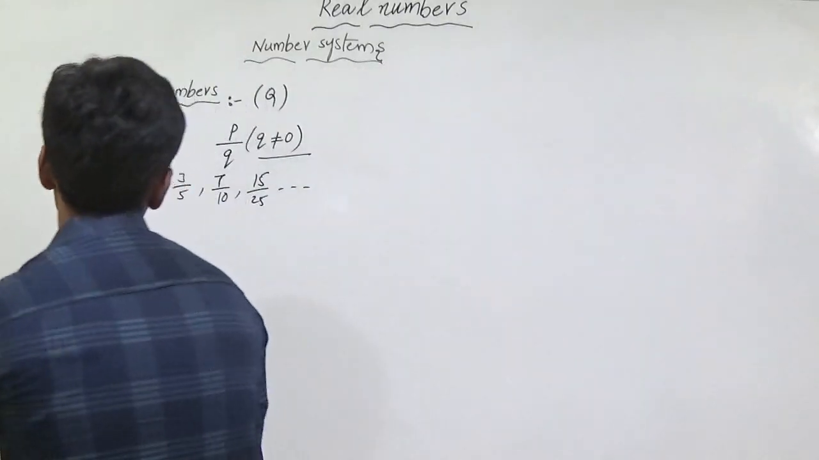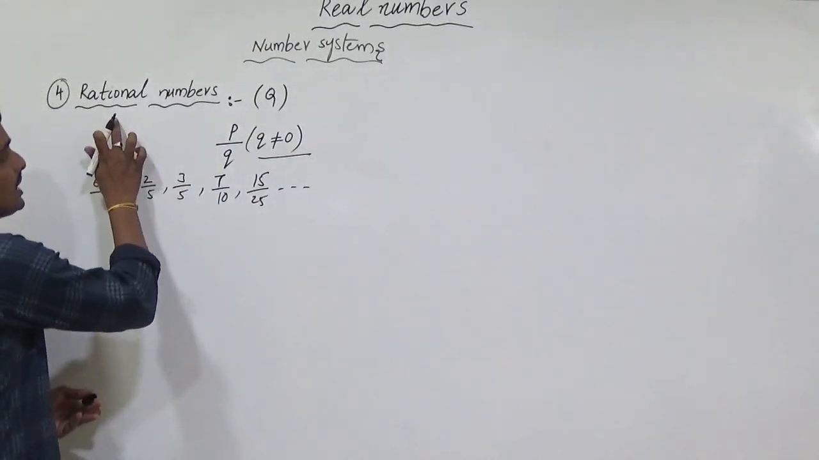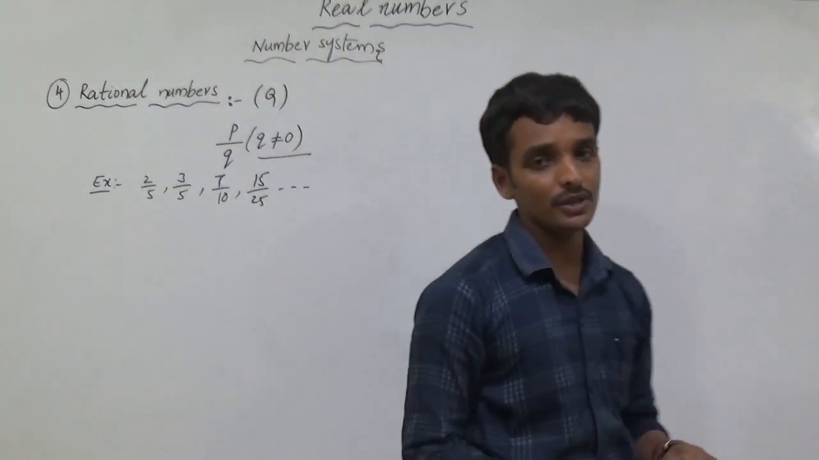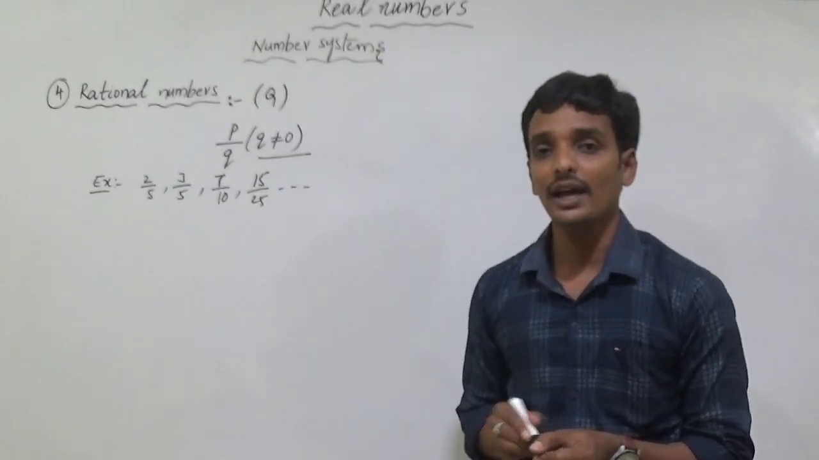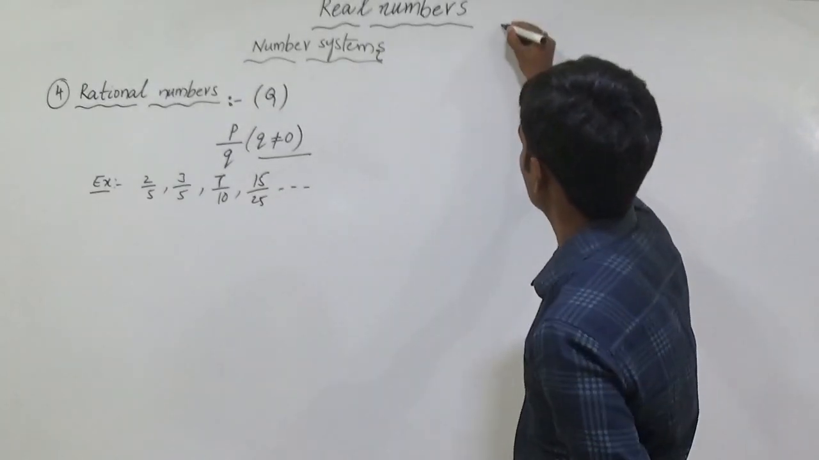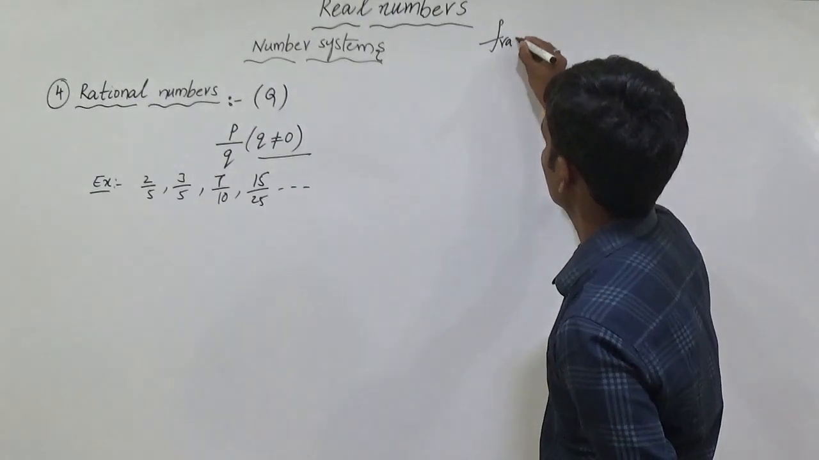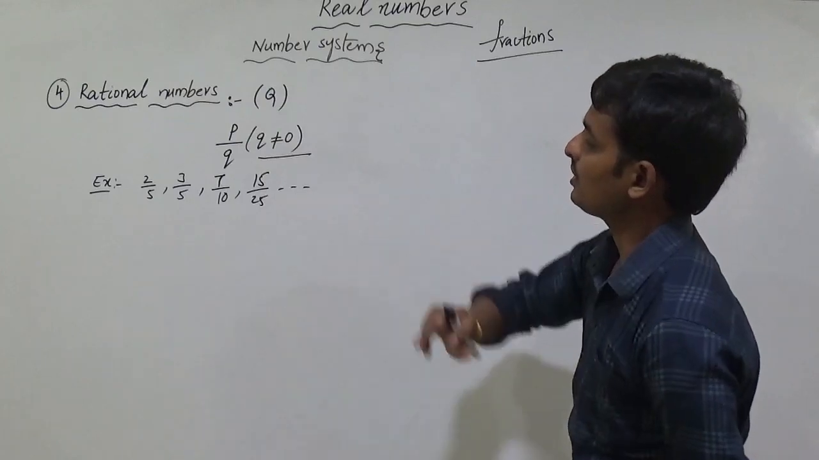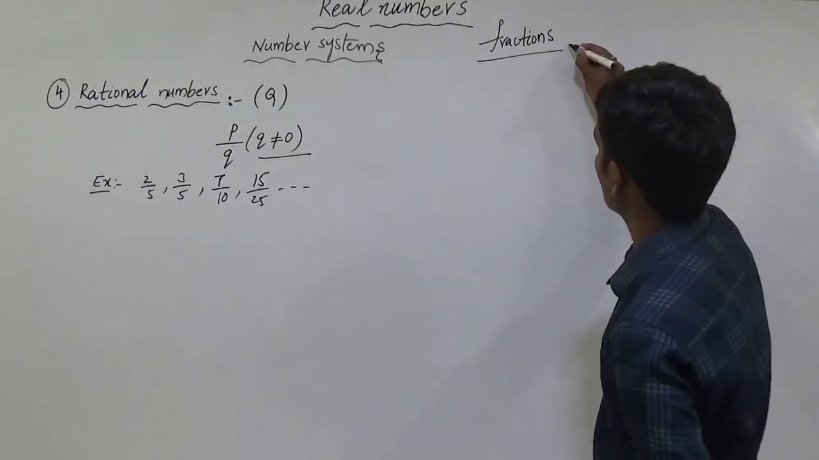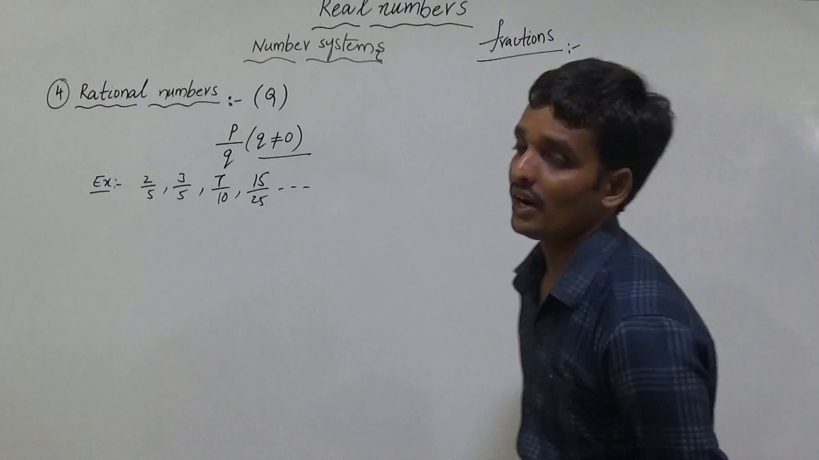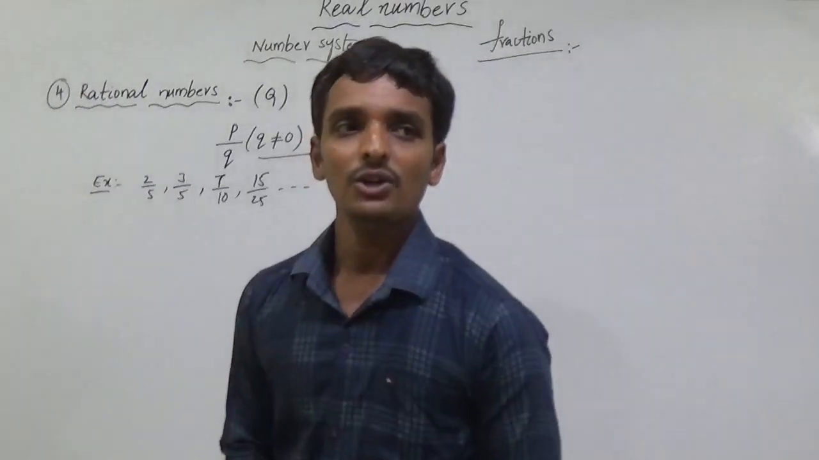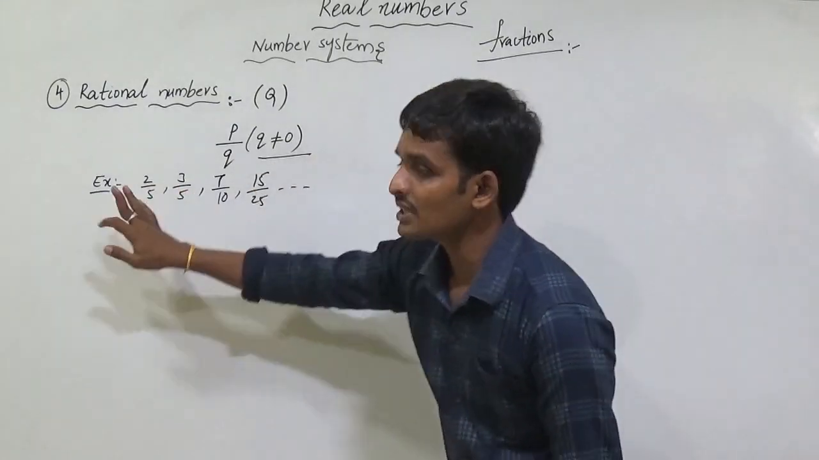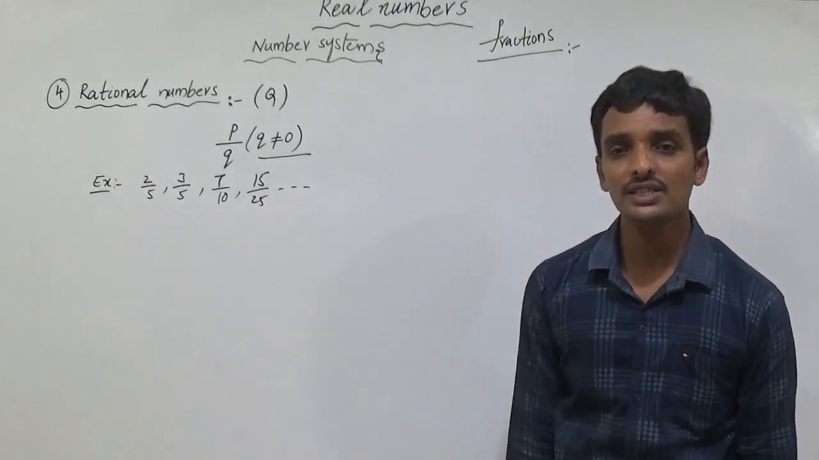Are you okay, students? By this rational number concept, if you observe the examples of rational numbers, these all look like fractions. We know the word fractions. I wrote some examples here. These four look like fractions. That means every fraction is a rational number. Is every fraction a rational number?